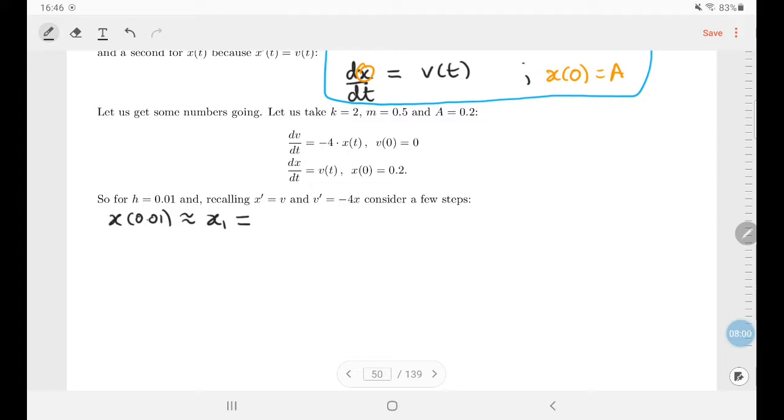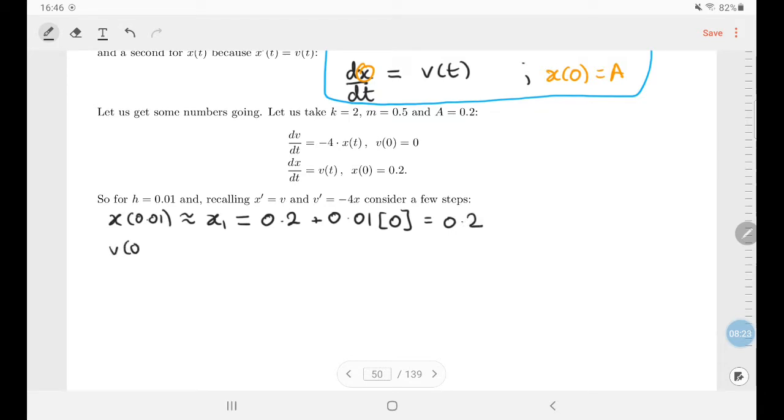Now, obviously you can extend and do Heun's method or three-term Taylor at this. So x1 is the previous x value. What's the previous x value? It's written here, it's 0.2, plus the step size 0.01 times the previous slope. And the slope of x is v. And what's the previous v? 0. So I get 0.2.